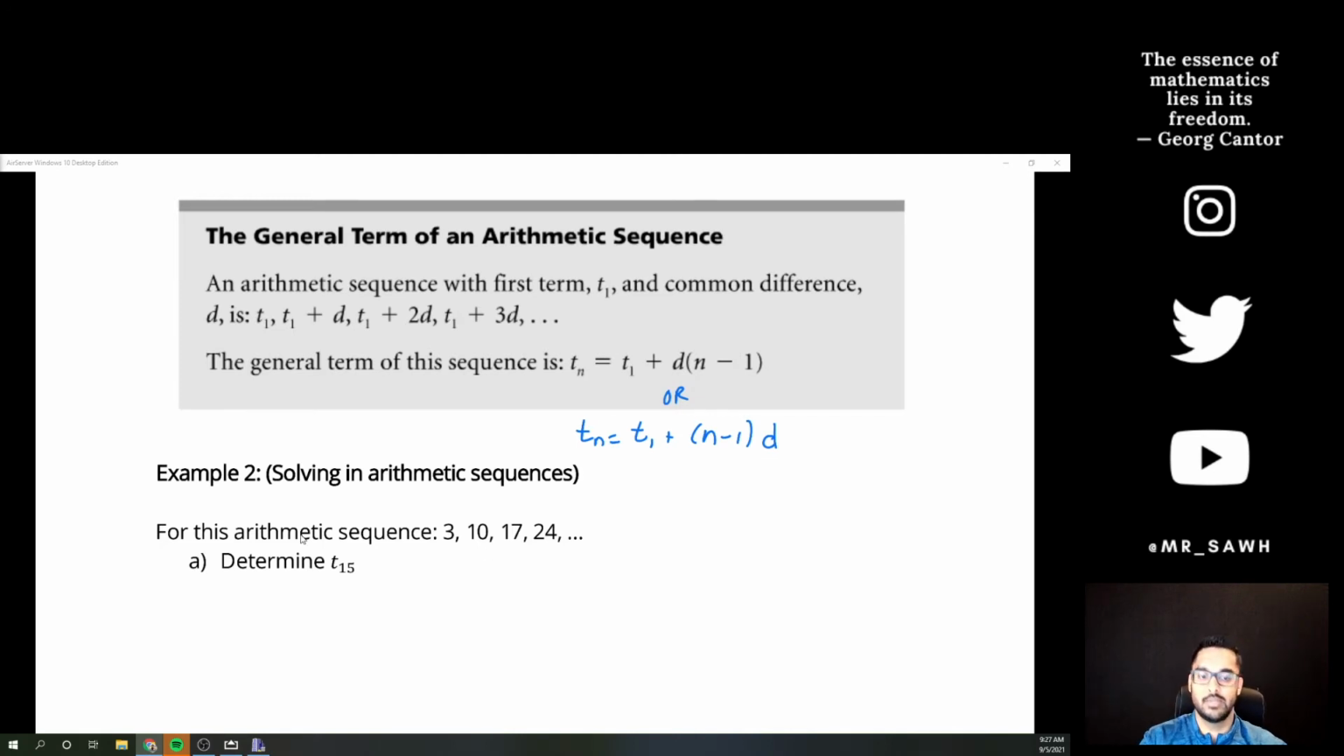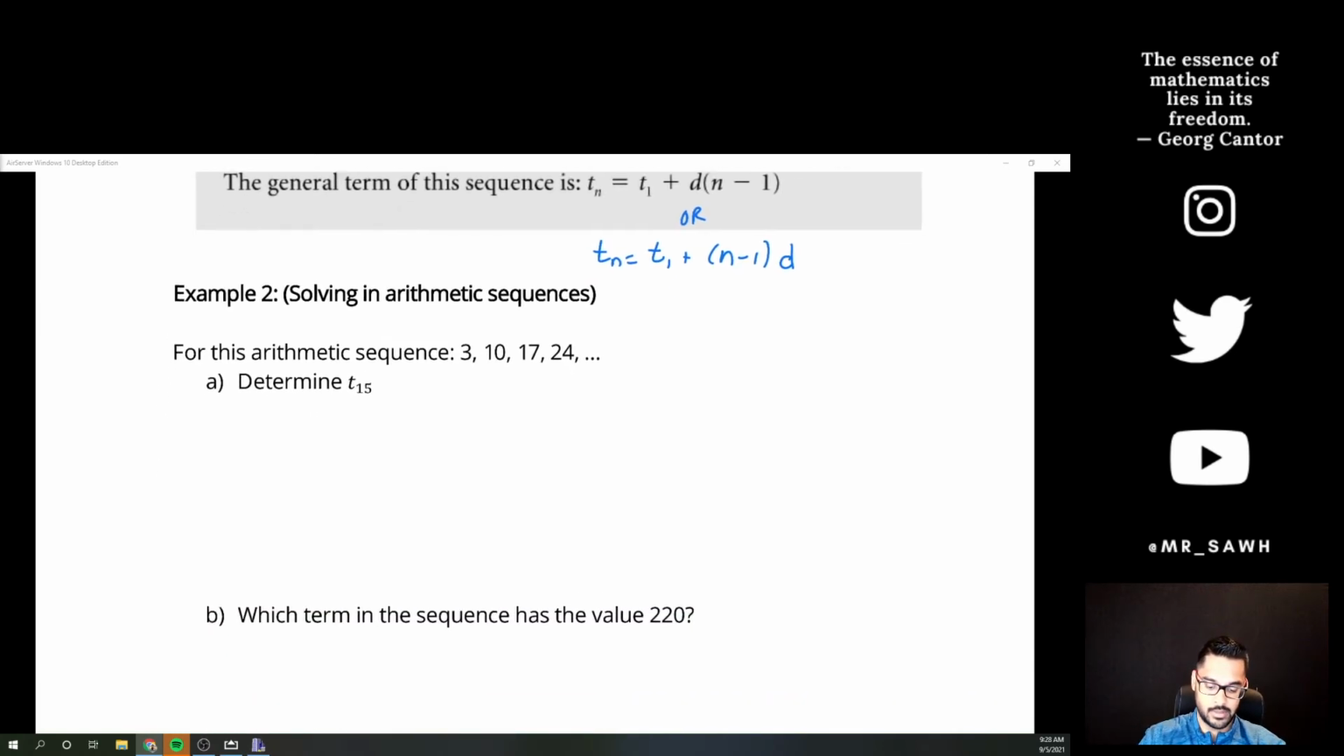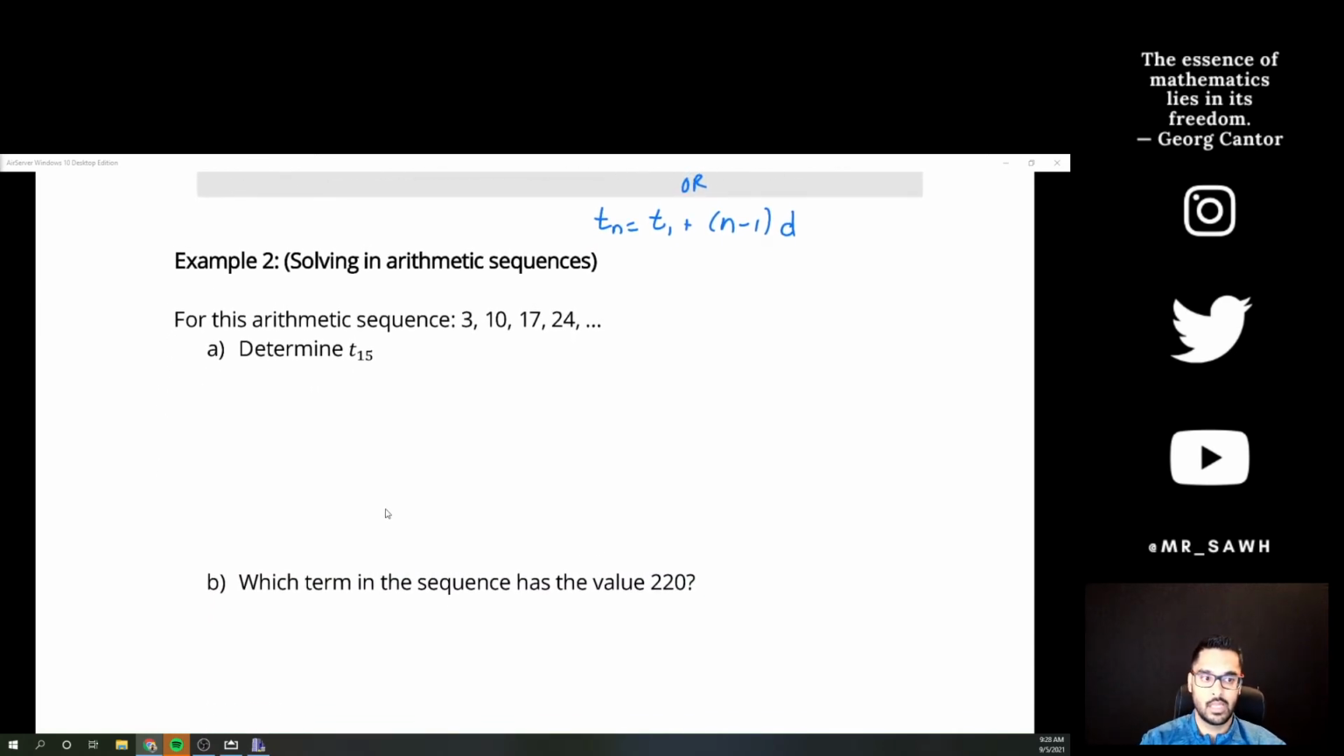So let's see if we can use this to calculate some things. For this arithmetic sequence, 3, 10, 17, 24, determine the 15th term, the value of it. Now you don't want to sit there and keep adding over and over. It's a very junior high way of doing things. Especially what if we were asked to find the 102nd term? You don't want to sit there and plug in your calculator 101 times. Very, very difficult and time consuming.